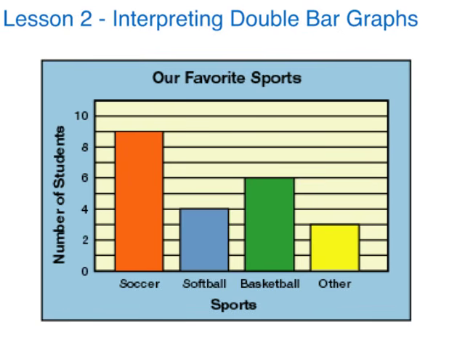Now, how else can we use this information? Well, we know that in each class there are boys and girls, so we may be interested in the breakdown of how many girls prefer certain sports versus how many boys prefer certain sports. So this is where a double bar graph may come in handy. Let's look at an example.